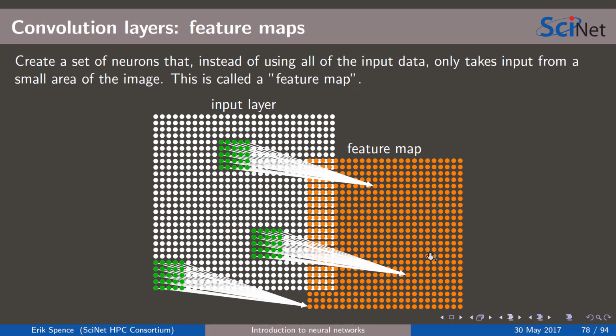But each node is not going to take all 784 inputs. Instead, this node here in the corner is going to take input just from this 5 by 5 grid. This node over here is taking information only from this 5 by 5 grid. This one over here, that 5 by 5 grid, and so forth and so on. Okay? This is called a feature map. We're going to preserve the spatial information that we were given by reducing the amount of image we actually look at with each neuron.